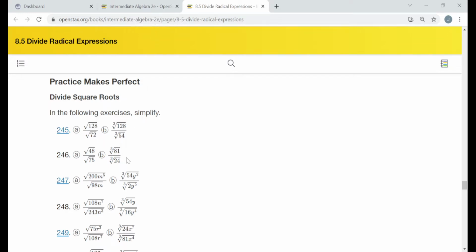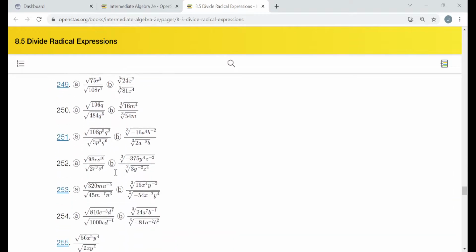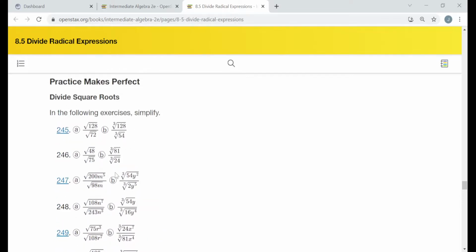I'll be working on the even numbered exercises under the heading Divide Square Roots, which is kind of a misnomer. That's why I changed it to just Divide Roots, because you notice even in number 246 part B, you're dividing cube roots. There are square roots and cube roots being divided throughout this section of exercises.